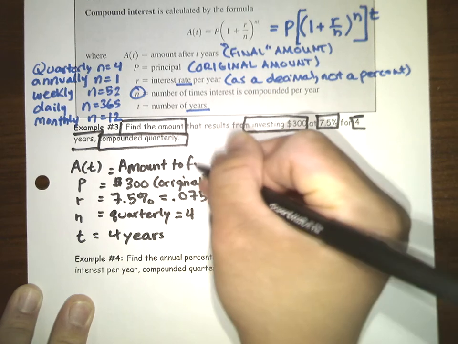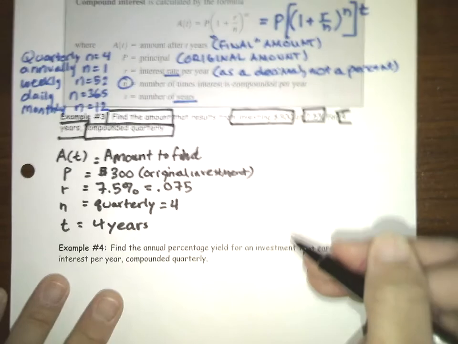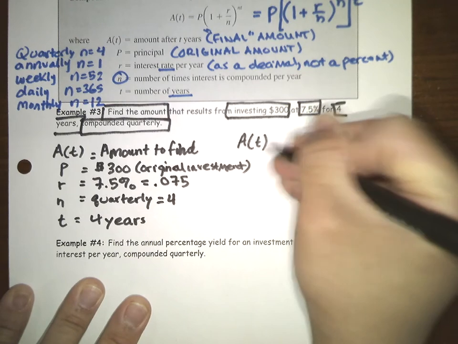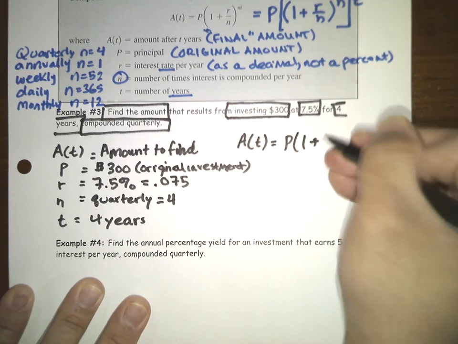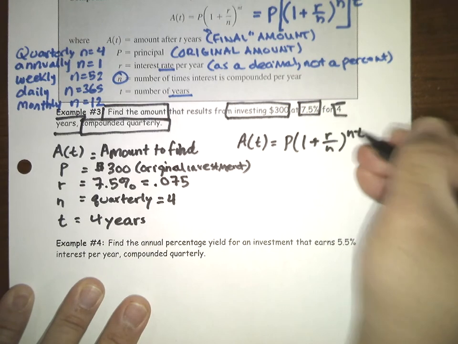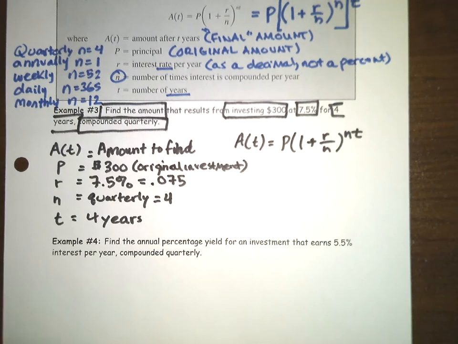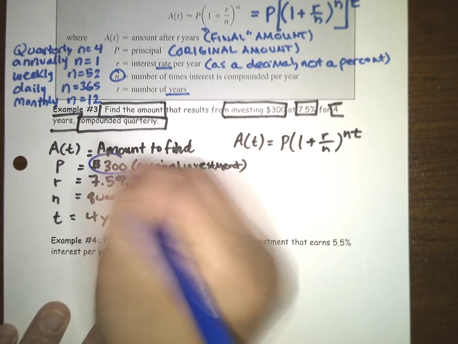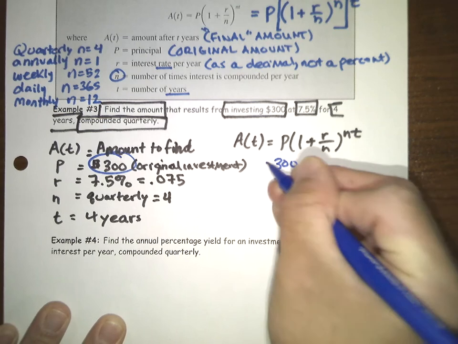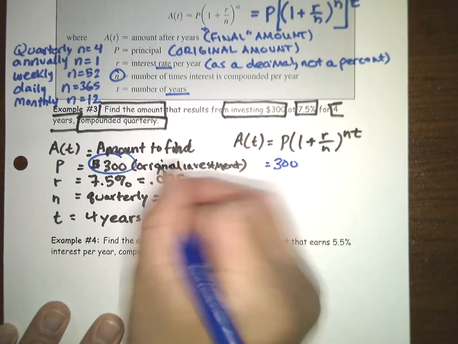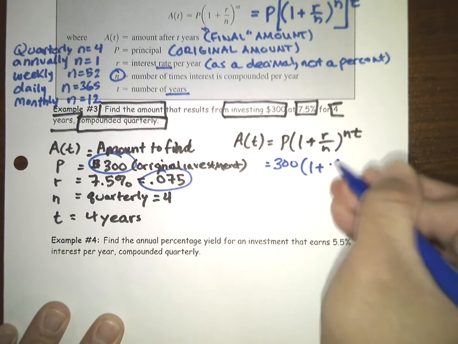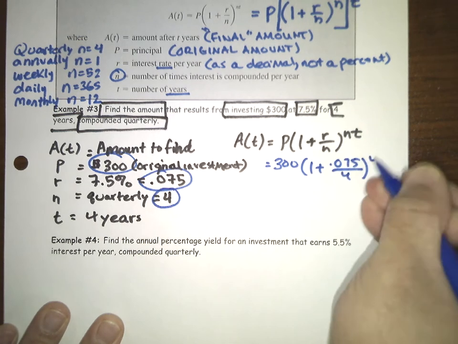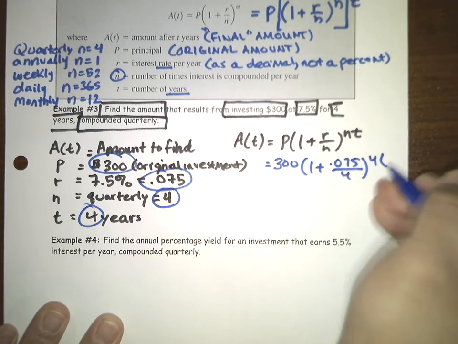All right. So now what this means is that we'll have A of t is P (1 + r/n)^(nt). And then I'll substitute in the numbers. So P was 300 and r was 0.075 and n was 4 and t was 4.